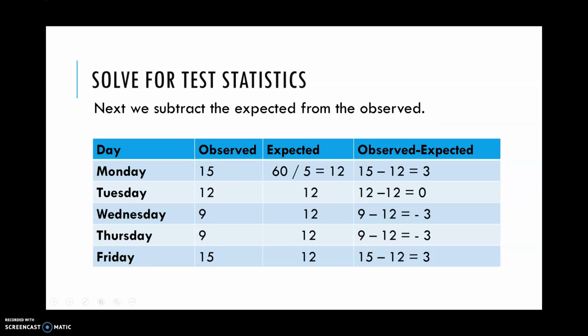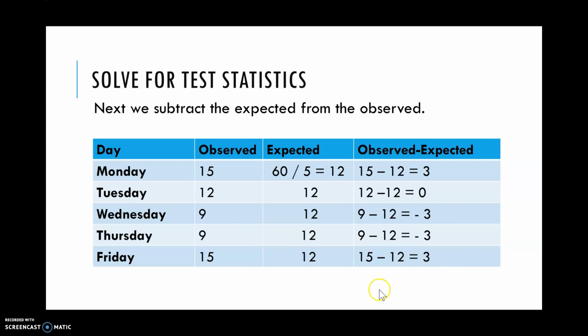All right, so here's how we're going to calculate that chi-square. First we're going to subtract the expected from the observed. So 15 minus 12 would give me 3. 12 minus 12 gives me 0. 9 minus 12 gives me negative 3. 9 minus 12 gives me negative 3. 15 minus 12 gives me positive 3.